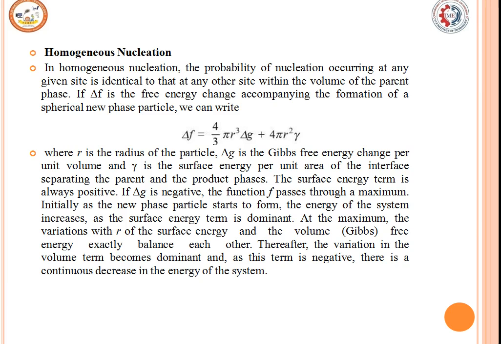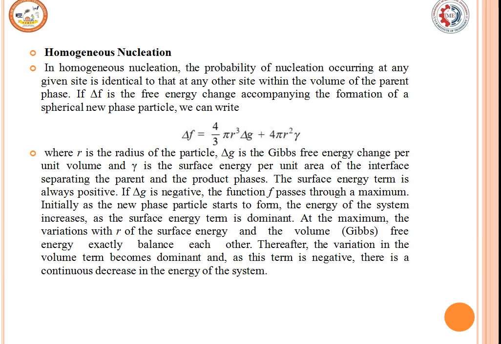In homogeneous nucleation, you calculate by taking the free energy equation. If it is a spherical particle, we can take delta F equals 4/3 pi r cubed times delta G plus 4 pi r squared times gamma, where delta G is the Gibbs free energy change per unit volume, and gamma is the surface energy per unit area. If you substitute in the free energy change equation, you will be able to get the value. Based on the value obtained, we can tell whether the nucleation is homogeneous or heterogeneous.